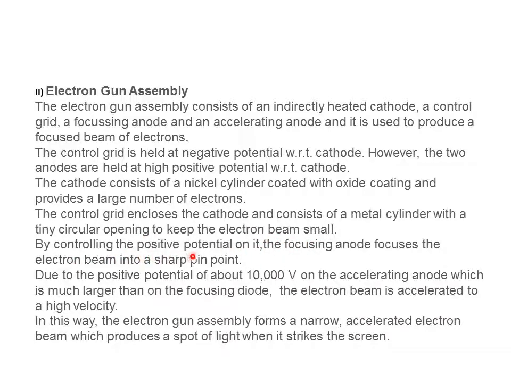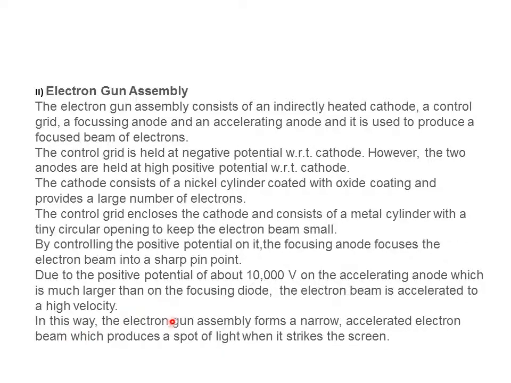By controlling the positive potential on it, the focusing anode focuses the electron beam into a sharp pin point. Due to the positive potential of about 10,000 volts on the accelerating anode, which is much larger than on the focusing anode, the electron beam is accelerated to high velocity.